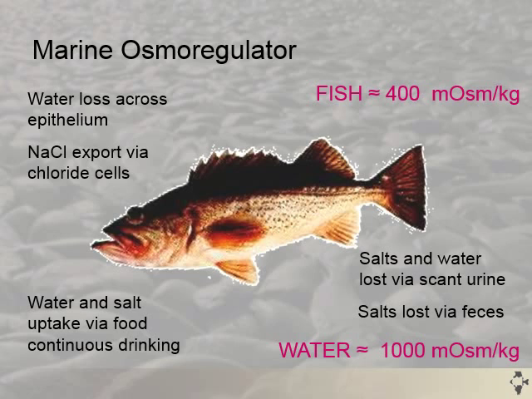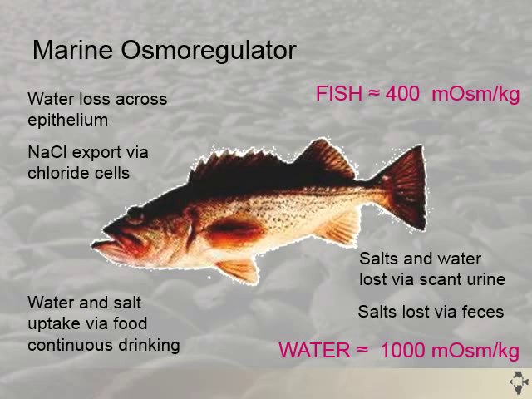Now, of course, when they consume that water, they're going to be bringing in a lot of salts as well. And so they have to compensate for that. The urine flow in these species is relatively low, so they don't produce a lot of urine. It's not a principal means of excreting salts, although they do excrete some salts via that scant urine. They're also going to lose and excrete some salts via the feces, but the principal location of salt export is going to be at the chloride cells in the gill.